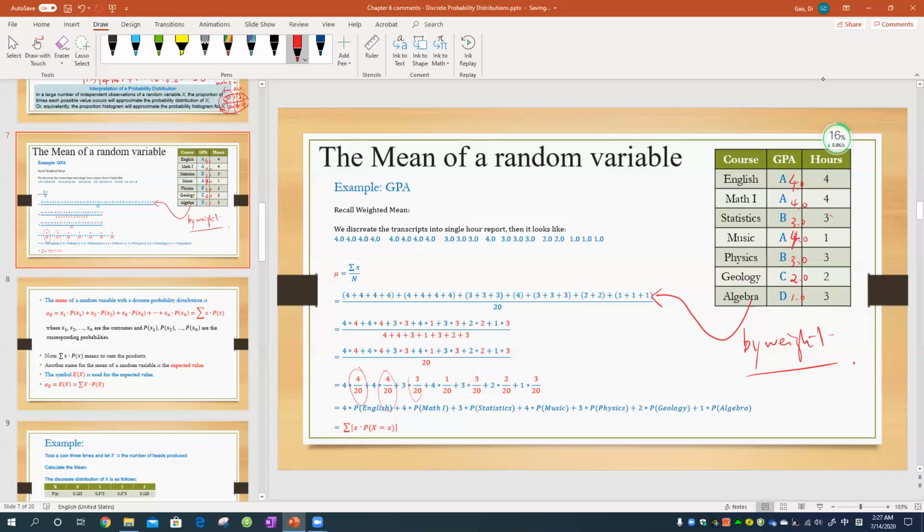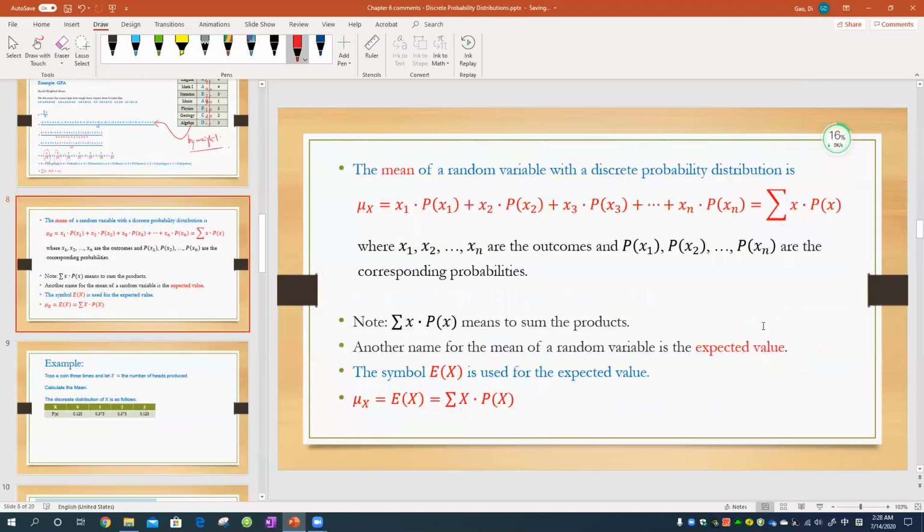So now we know the weight is the probability, right? So probability of English, probability of math, probability of stats. And then to make it a formula, we say that's the sum of x times the corresponding probability of x. Then we say the mean of a random variable with a discrete probability distribution, we use this notation mu of x. And then we have each possible value times the corresponding probability. So sum of x times the probabilities.